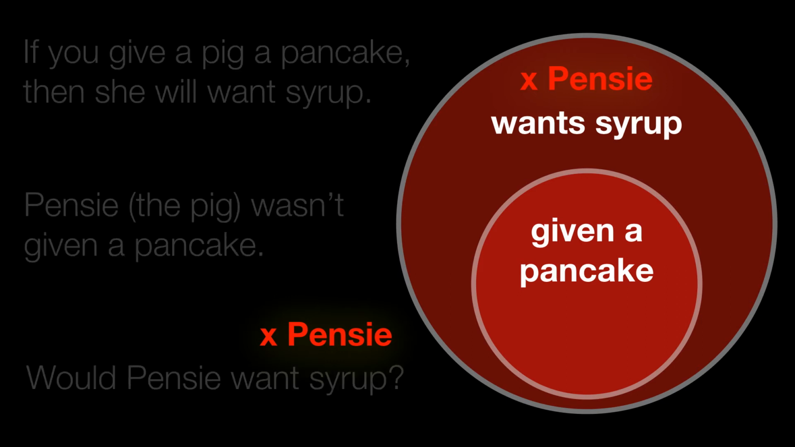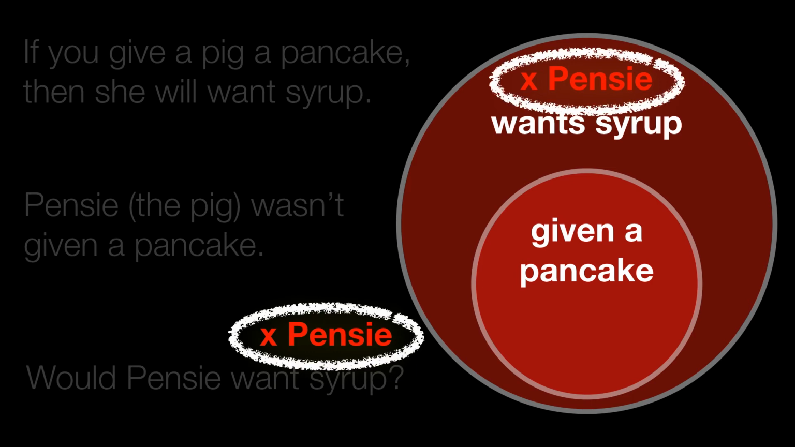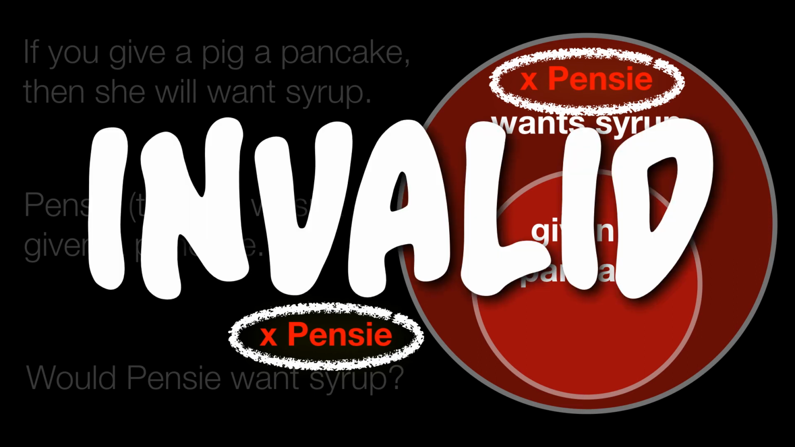Here's a situation where the structure of the argument leads to an unresolved question, whether or not Penzi belongs inside or outside the want syrup circle. Because we can't draw a definite conclusion, this implicative argument is invalid. And now we've reached the end.